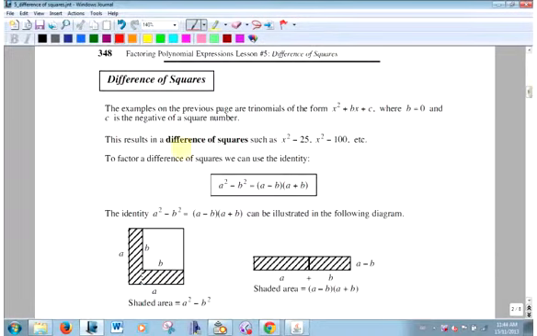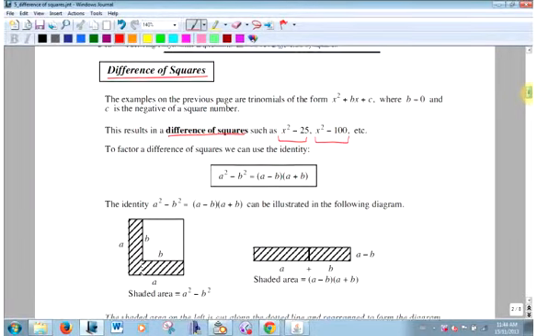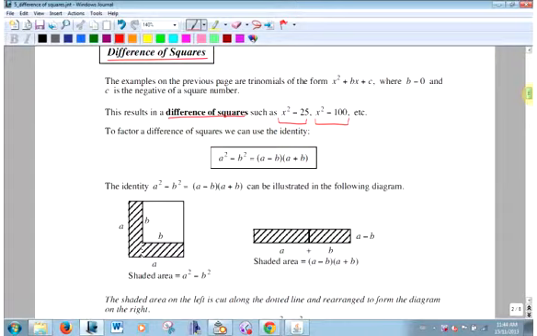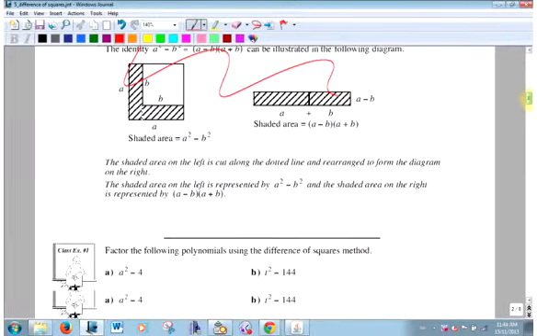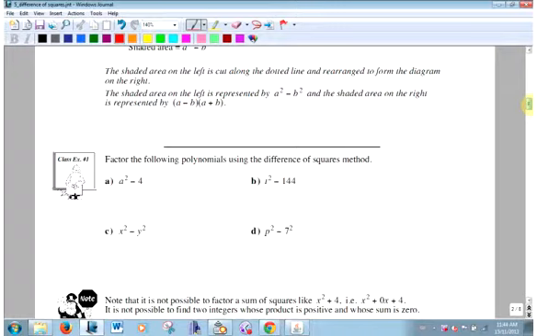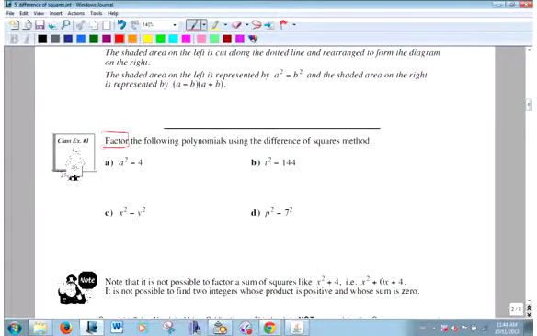Difference of squares. Okay, I don't know if this is all that helpful. We're not going to worry about that. Okay? Factor. That's what we're doing.